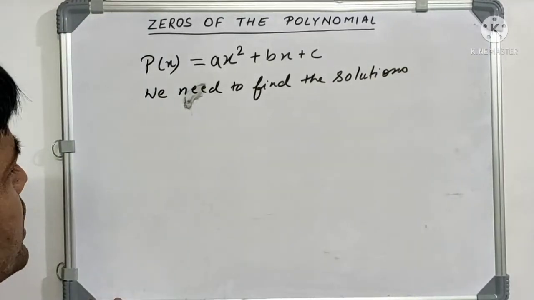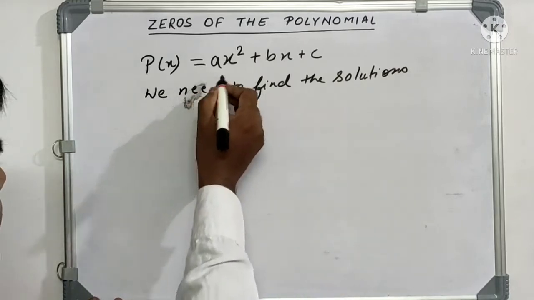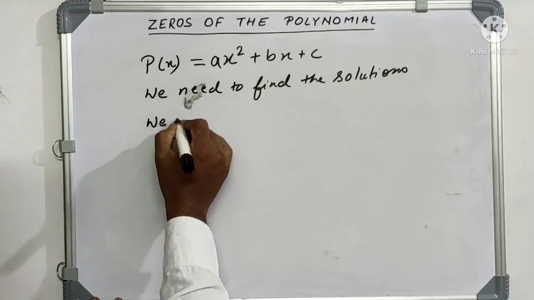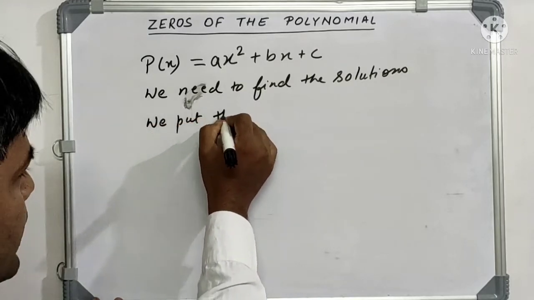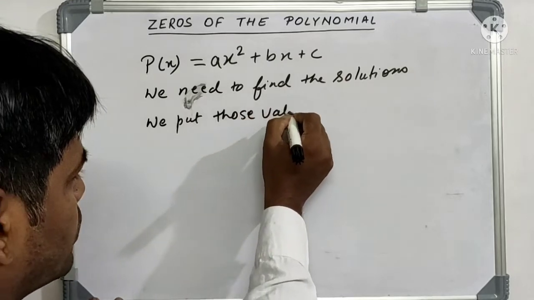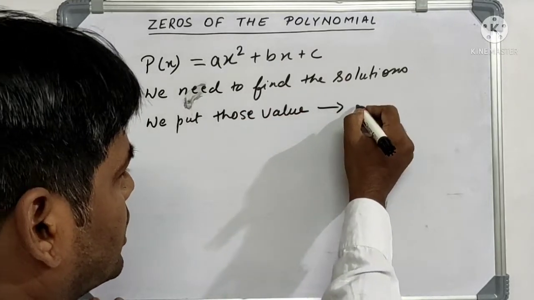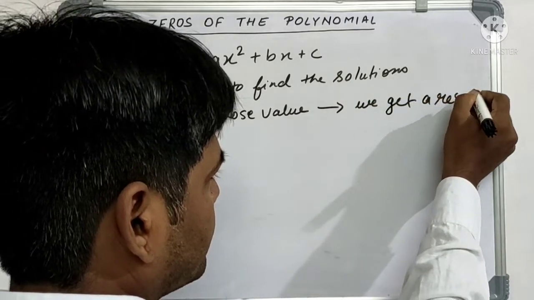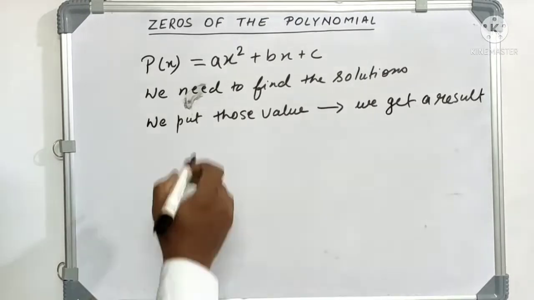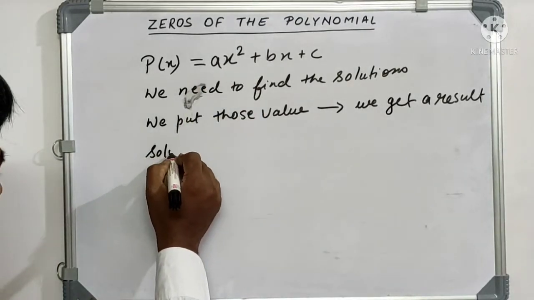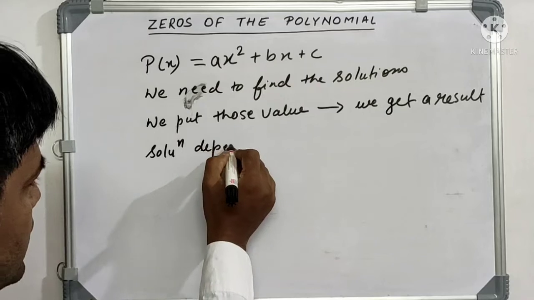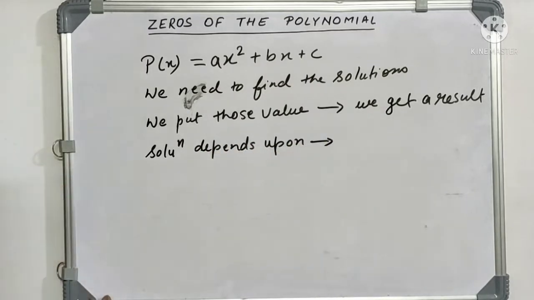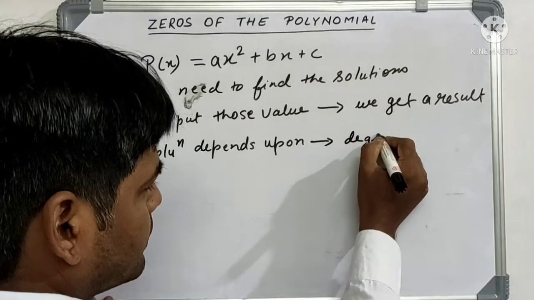Now these solutions are the values that, whenever we put them in, we get a result. Fine. And the solution depends upon the degree of the polynomial.